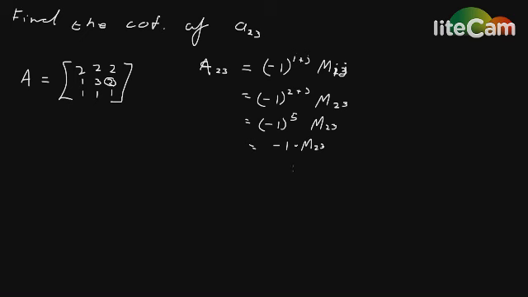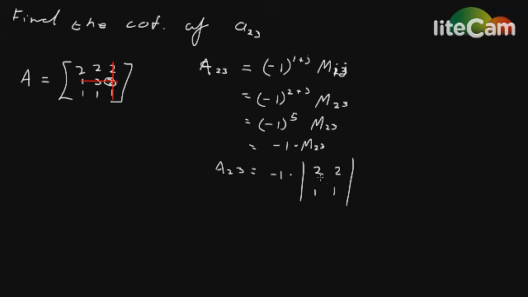Now we need to find the minor. So the minor is what remains after we've deleted row 2, column 3. And remember the minor is the determinant of the matrix that's left behind after we've deleted those two. So the cofactor of element 2, 3 is equal to negative 1 times the determinant of the remaining elements, which are 2, 2, 1, 1.